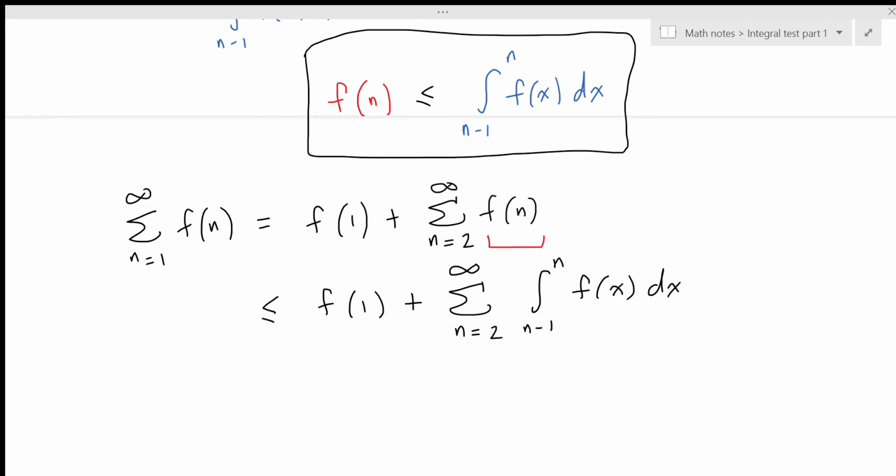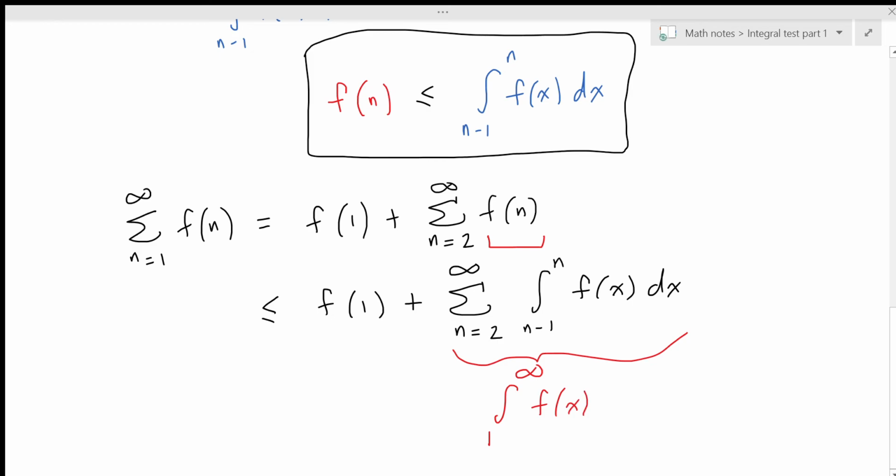Now we have a sum here of these integrals from n minus 1 to n, and we're going to sum up all of those integrals starting from n equals 2 all the way up to infinity. By looking at all these integrals, you can convince yourself that this sums up to the integral from 1 to infinity of f of x. That's because the first integral here is from 1 to 2, the next one is from 2 to 3, and so on. And we end up summing up all the area under the curve from 1 to infinity.